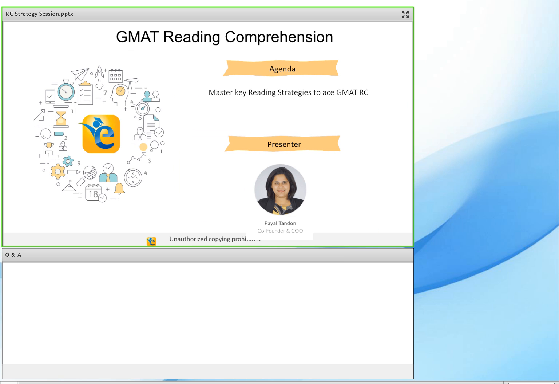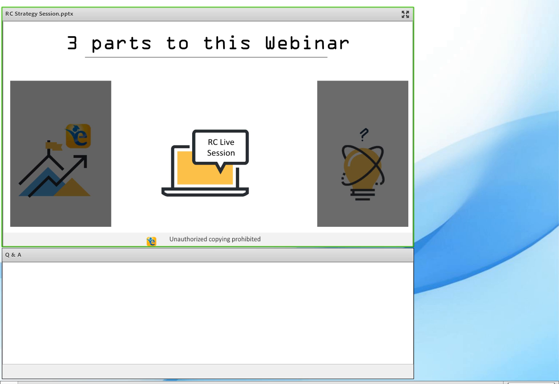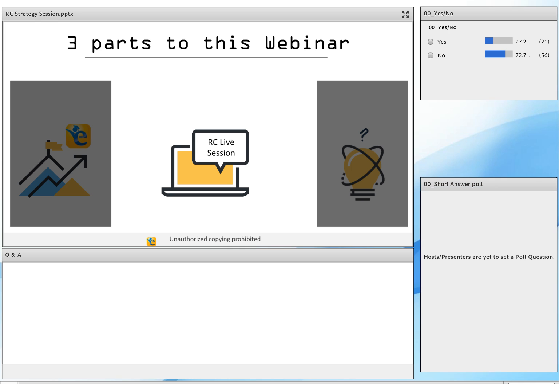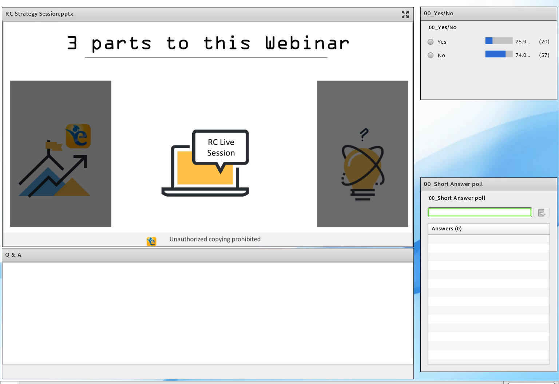So, reading comprehension. I would like to begin with first understanding what is your current approach towards reading comprehension and what do you feel about reading comprehension today? So tell me one thing, when you think about reading comprehension, do you feel excited about it? Yes or no? No. Okay. Why is that the case? And I'm going to share a poll with you here. Why do you not feel excited about reading comprehension? What pulls you down?